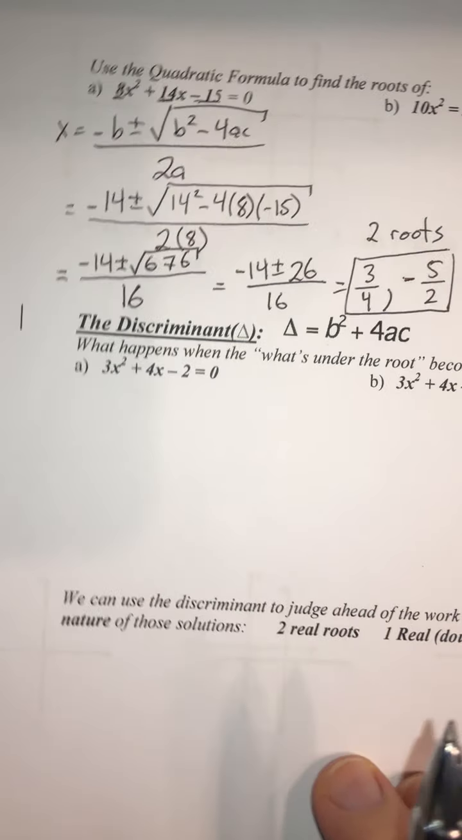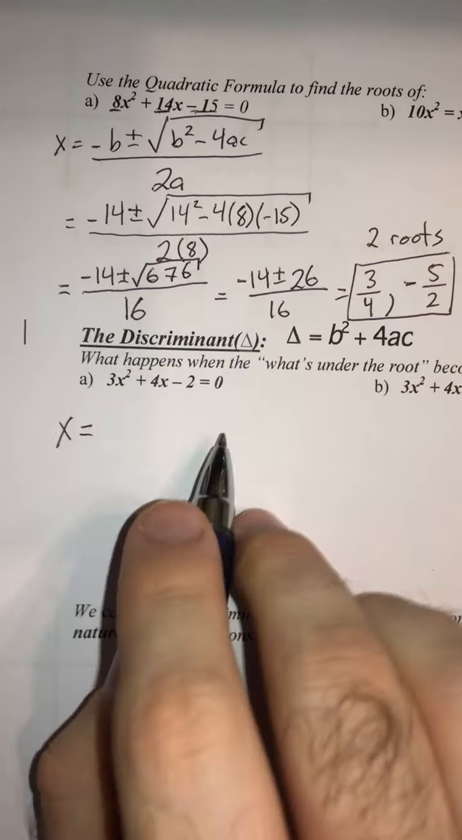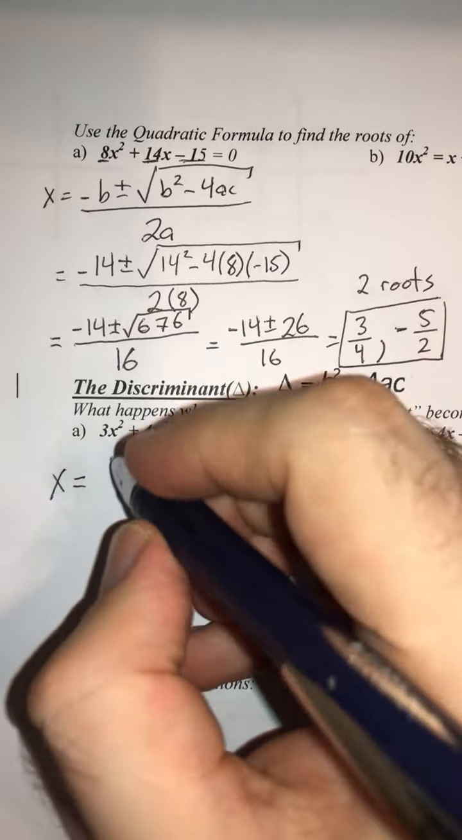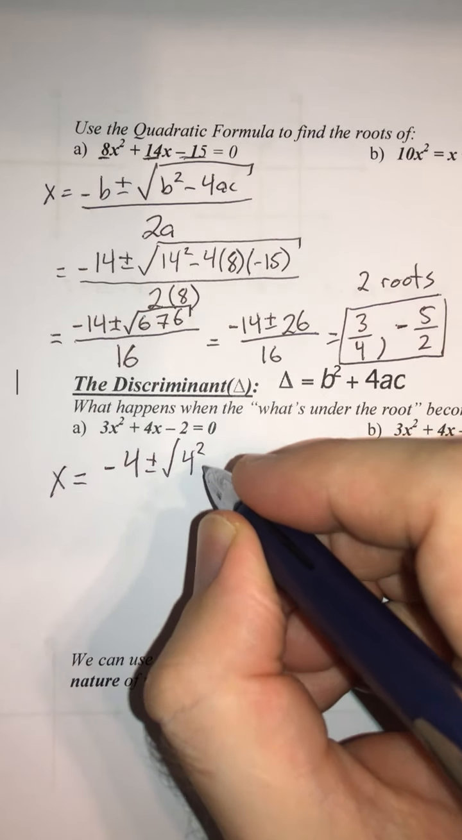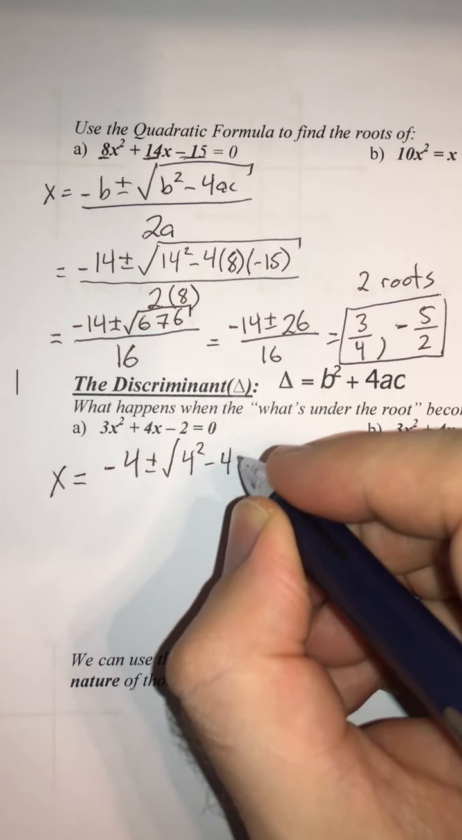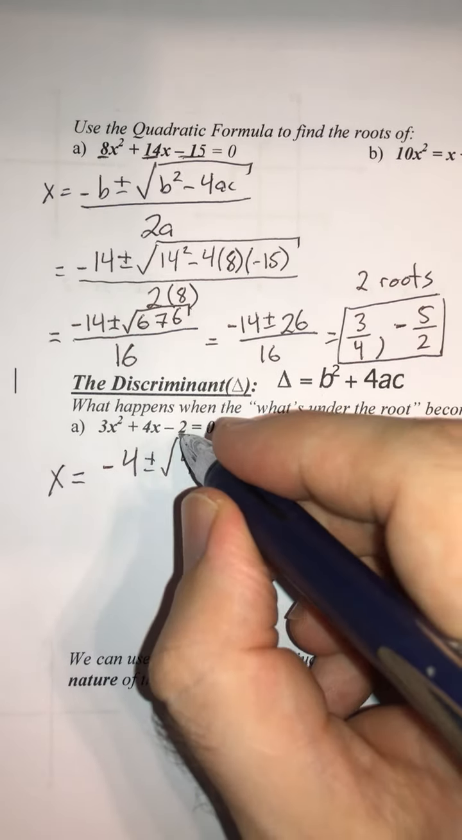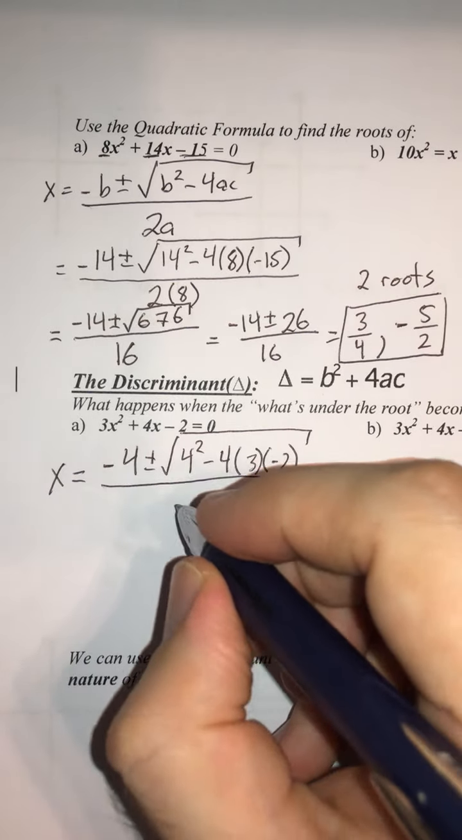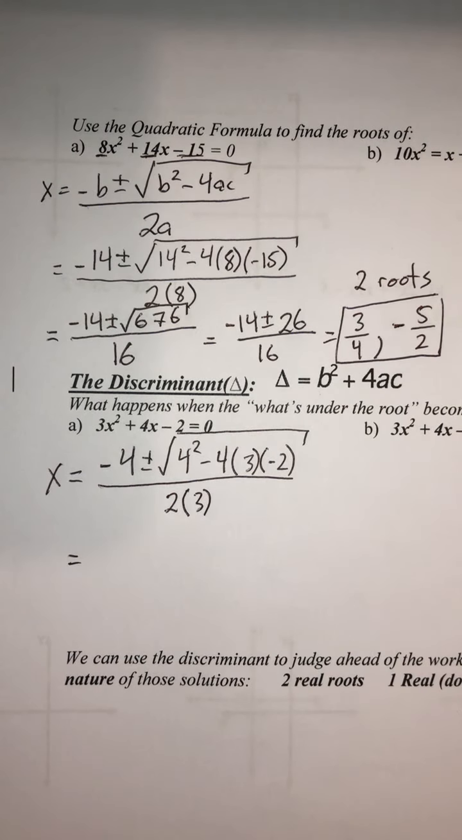So I'm going to do these three quite quickly. So go through, plug this in, x equals, so negative b, so negative 4 plus or minus the square root of 4 squared, minus 4 times a, which is 3, times c, negative 2, all divided by 2 times a, which is 3. So we get this. We can plug that into the calculator, which I'm doing right now.